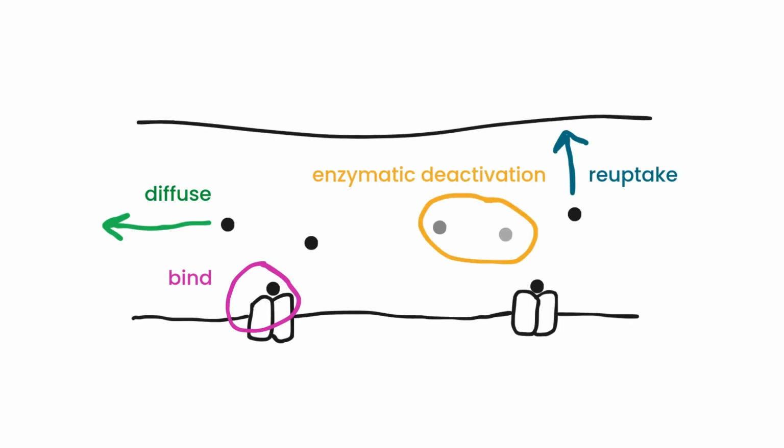After neurotransmitters have done their job, they must be removed or inactivated from the synapse. Some neurotransmitters just diffuse away, some go through reuptake, and some experience enzymatic deactivation. When a neurotransmitter diffuses, it simply is moving away from the synapse. Reuptake is when it's sucked back up into the presynaptic neuron to be recycled for later. Enzymatic deactivation is when enzymes break down neurotransmitters.